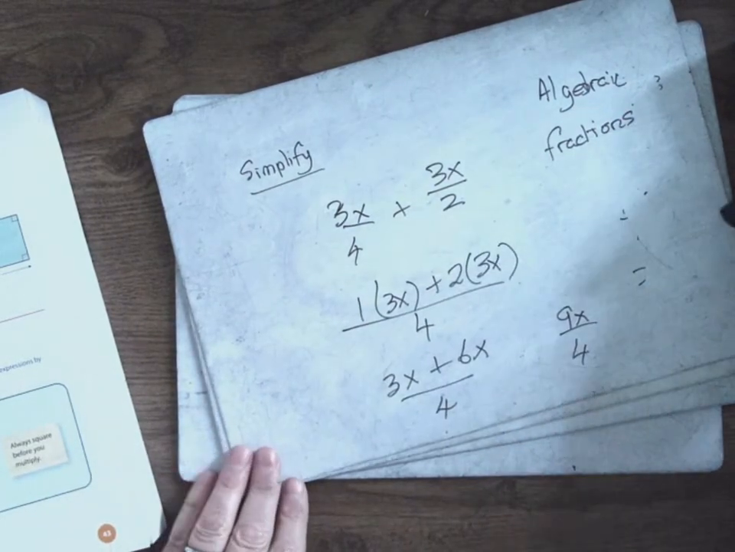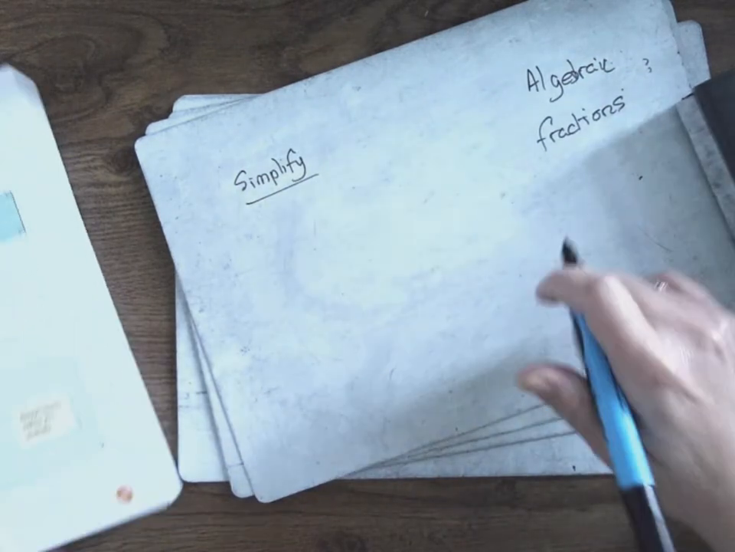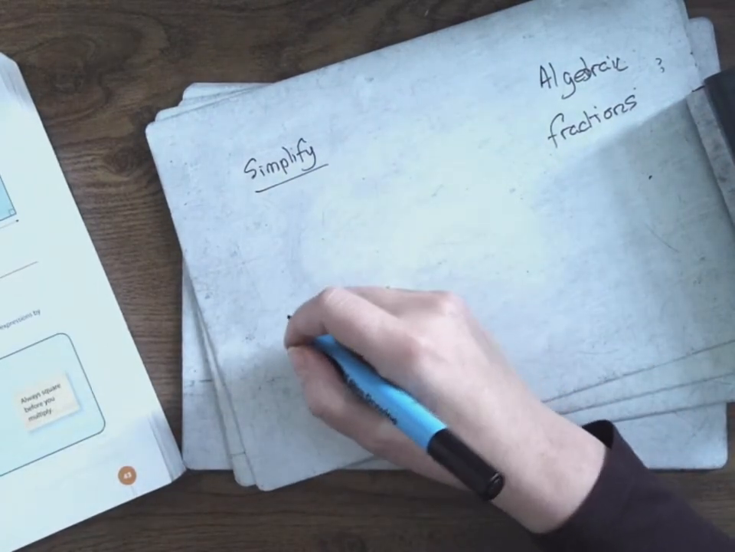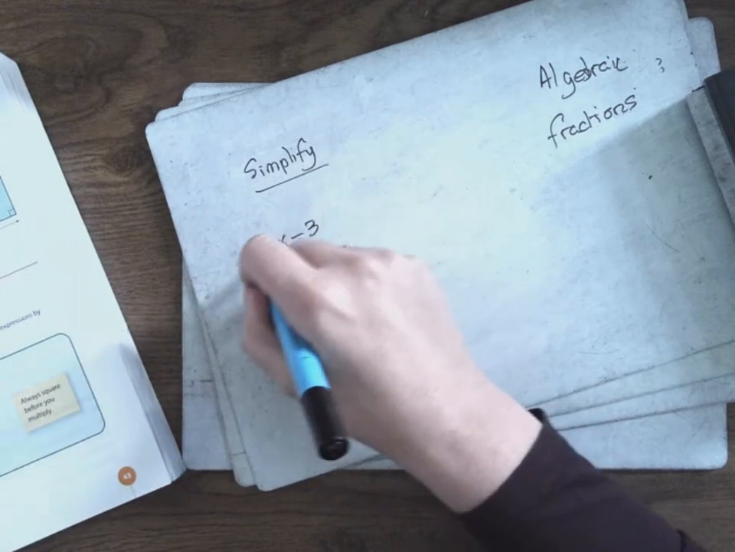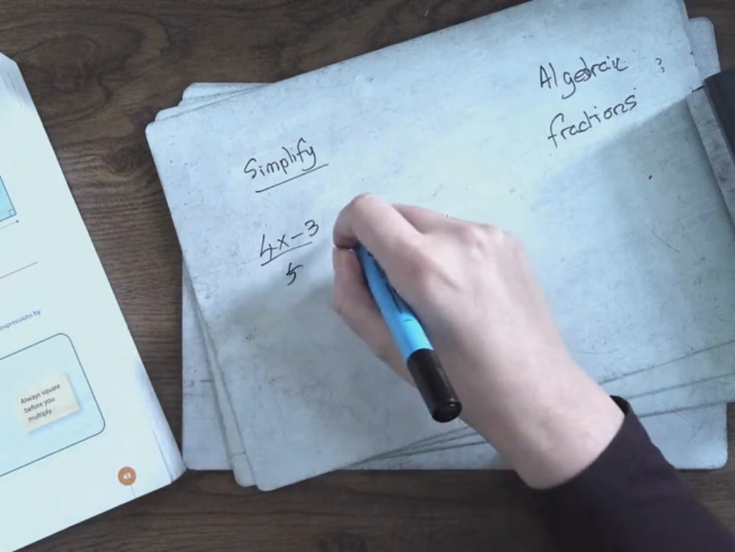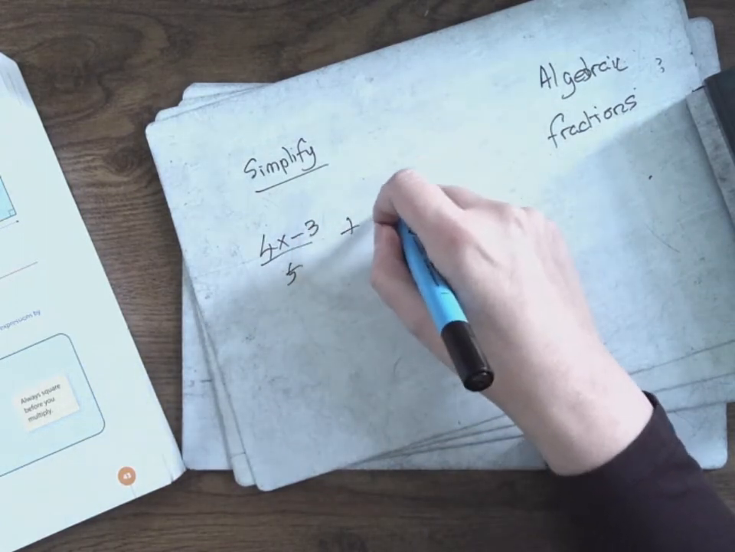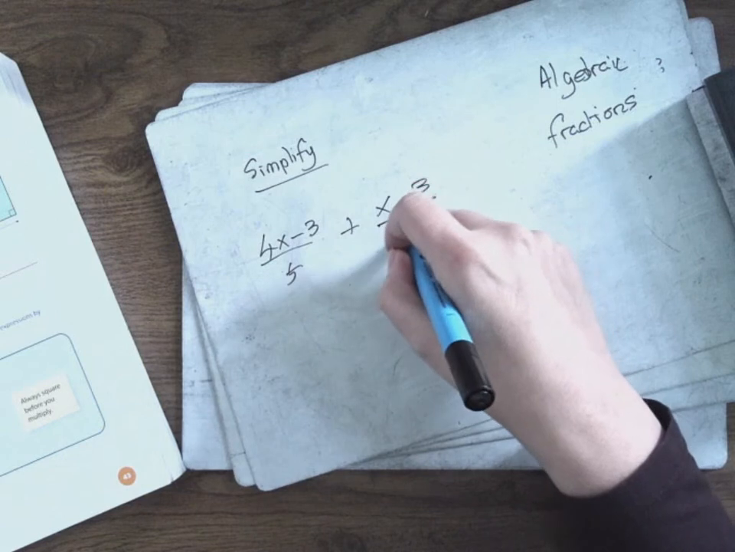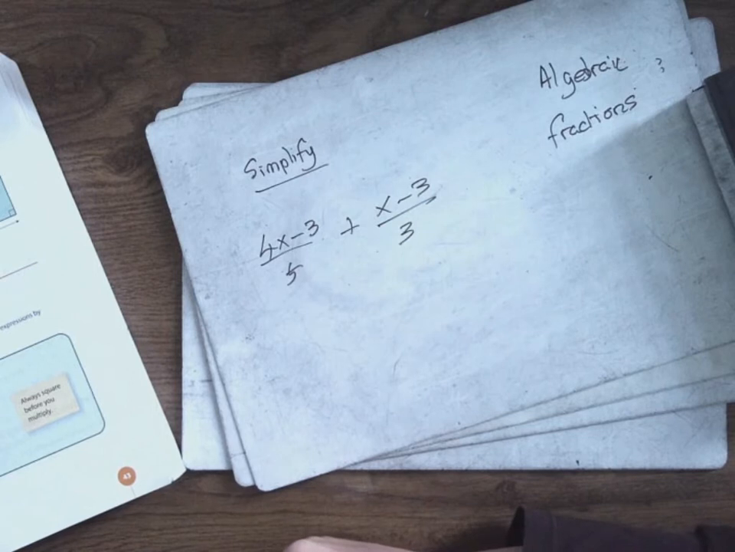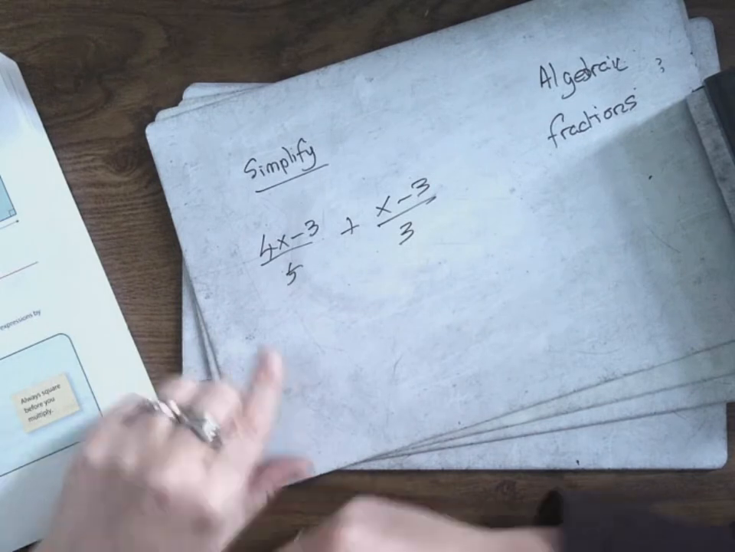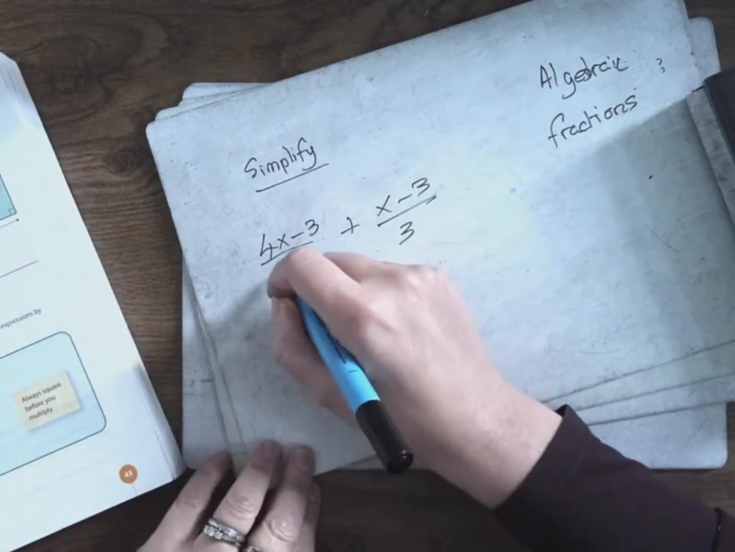Right. Another one? So we might go a little bit harder. So we might go 4x minus 3 over 5 plus x minus 3 over 3. Is that over 5? Yeah. The bad writing is out again. Yeah, sorry.